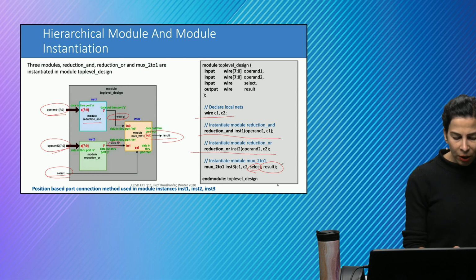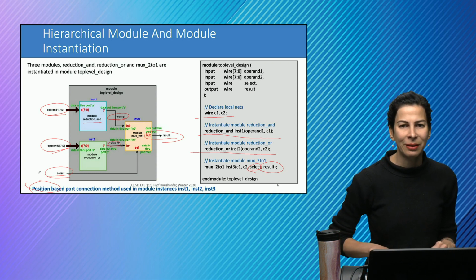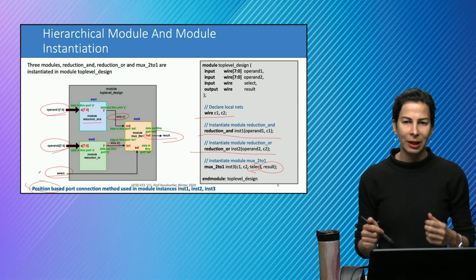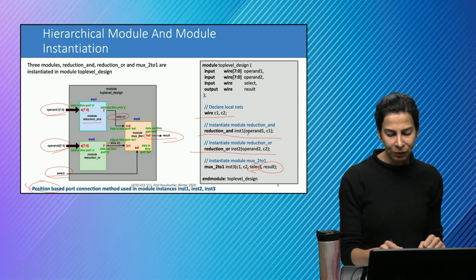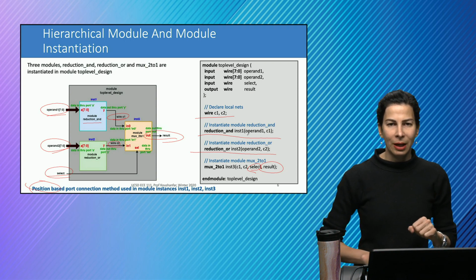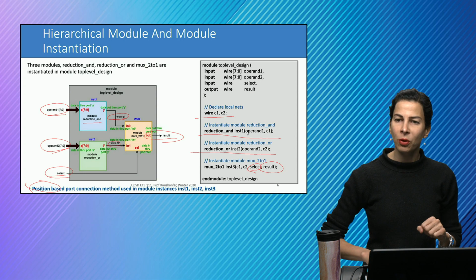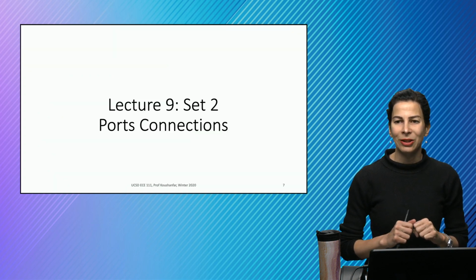This is called a position-based port connection, as we will see shortly. What it means is that the position of the signals, when I'm defining the reduction AND and reduction OR, or the position of the modules, is going to tell me what's going on. Let's go to a more formal definition for port connections in the next set.